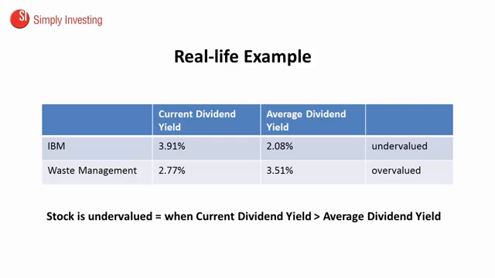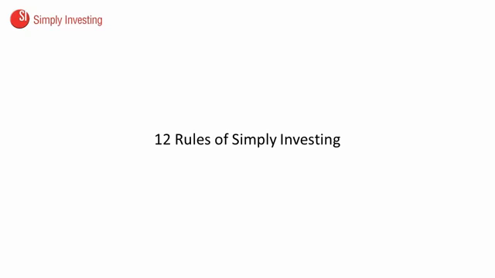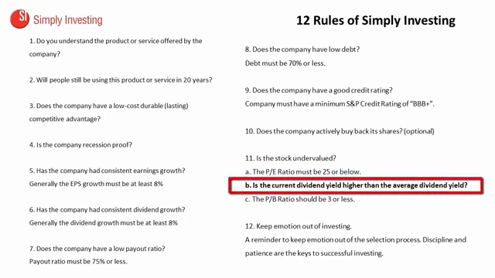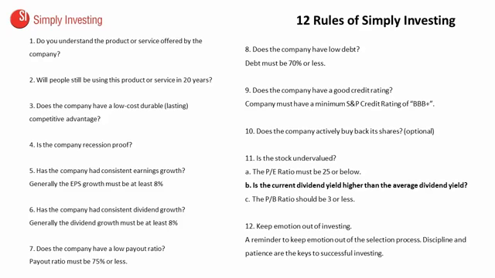Now, in addition to this, there's a couple of other things you want to check before you make any investment decisions, and I call that my 12 rules of simply investing. So the 12 rules are listed here on the screen. What we looked at today was Rule 11B, which is to look at the dividend yield. Now this is the most important rule on the screen. This is the one you want to check first. If a company does not meet this rule, so if a company is overvalued, then don't waste your time with any of the other rules. If a company is undervalued, then you want to go ahead and evaluate everything else and then make a decision whether or not you want to invest in this company or move on to something else.